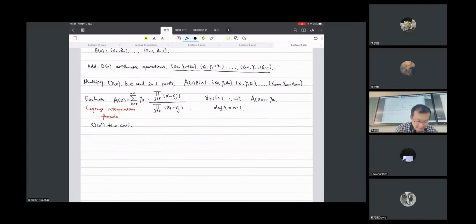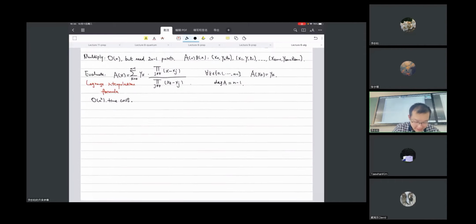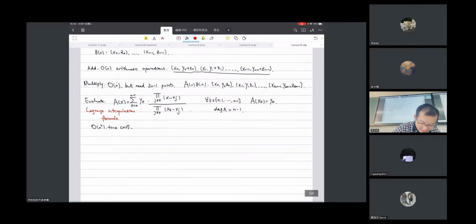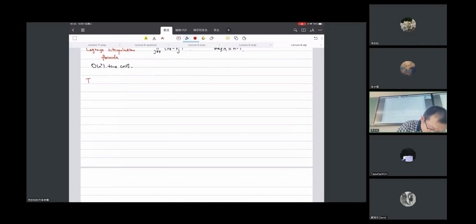Okay, so if there is no confusion, let's make a very brief summary here. So we say that actually here there is a trade-off. So we want to actually have fast evaluation or fast multiplication. So this is definitely a trade-off that we need to have a better understanding of.